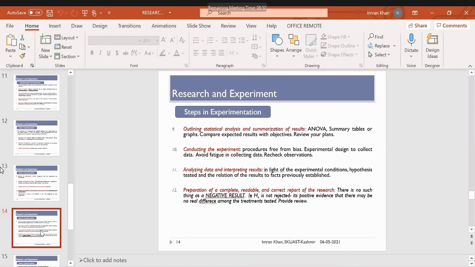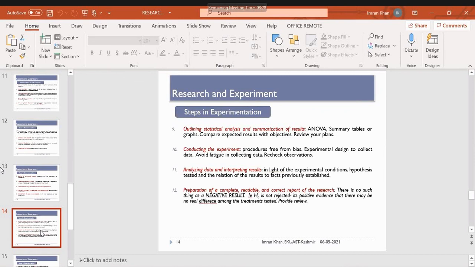Then step 10 is conducting the experiment: procedures free from bias, experimental design to collect data, avoid fatigue in collecting data, recheck the observations. Whenever you collect the data, you need to recheck them, because sometimes you may commit certain errors while entering the data, while recording the observations. You need to check those.